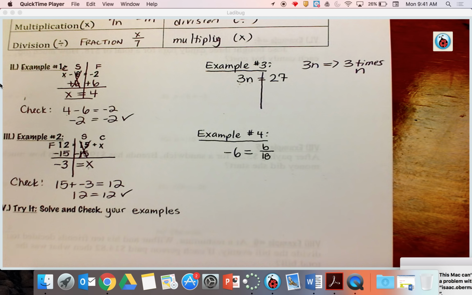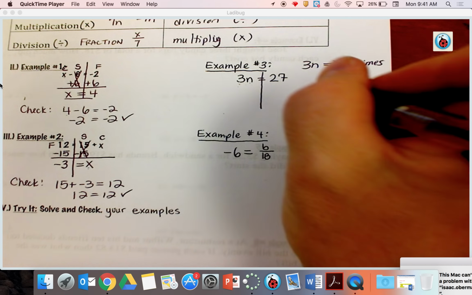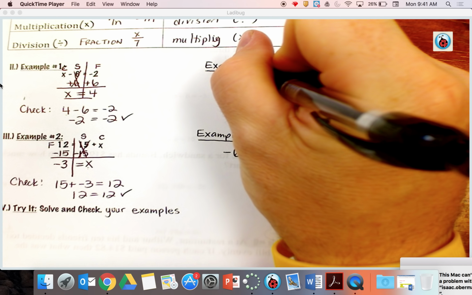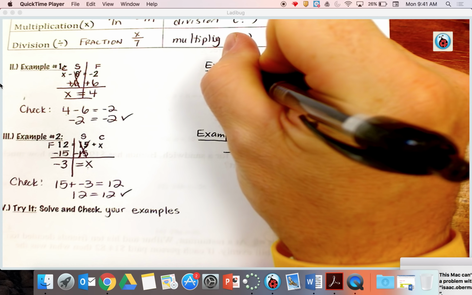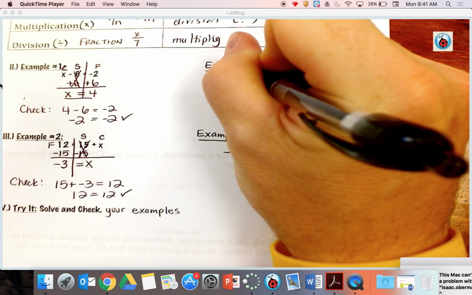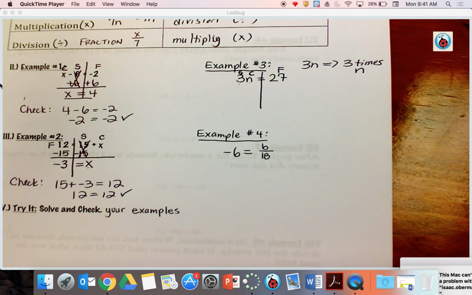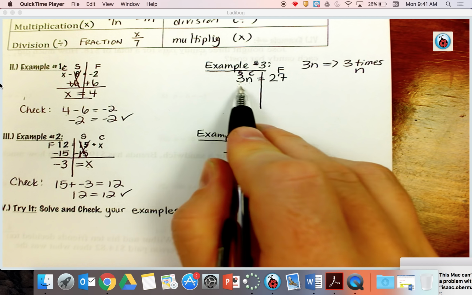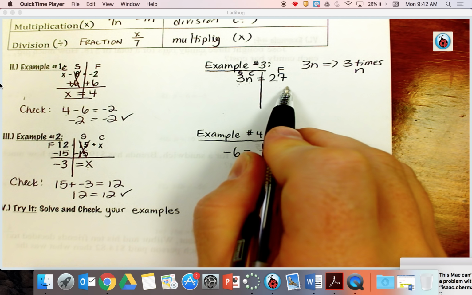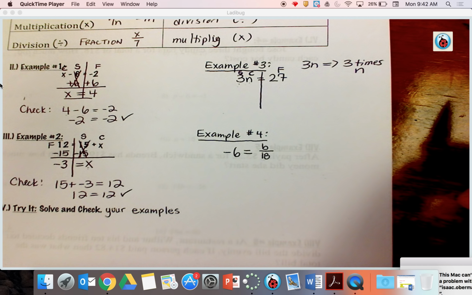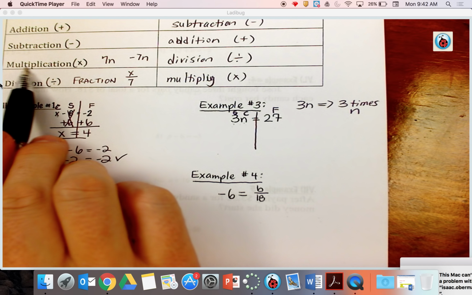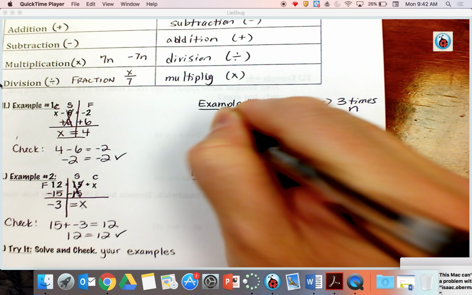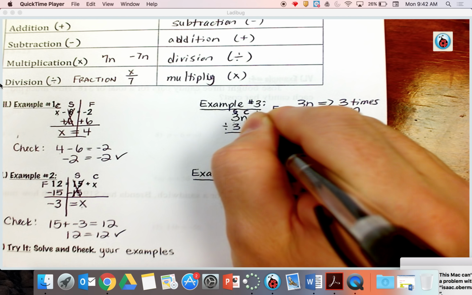So I draw my balance bar, and let's label where my finish is. Well, the finish is 27. That's what it equals. The change is my letter N, and my start is the number 3. So now all I need to do is move my start value, which is the 3, over to the finish. To keep it balanced, though, this is multiplication. So I look up here, okay, multiplication tells me I need to divide. So I'm going to divide by 3 on both sides.